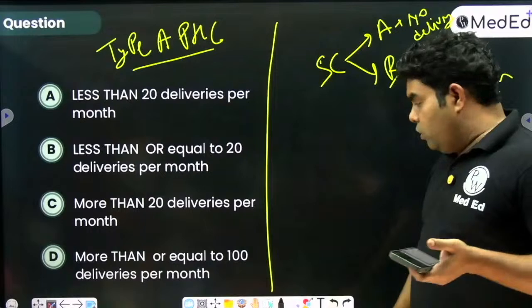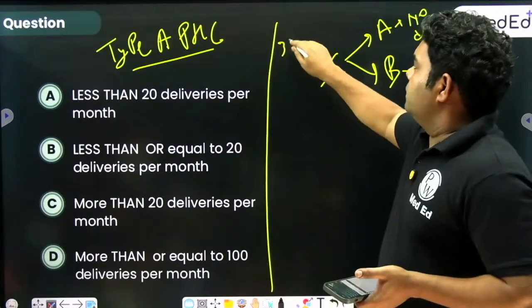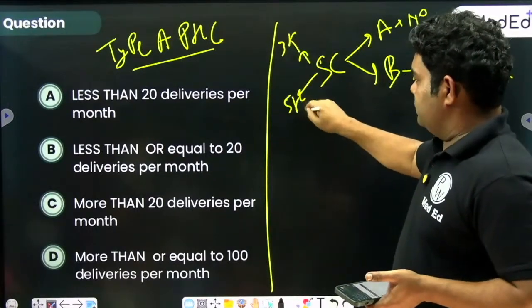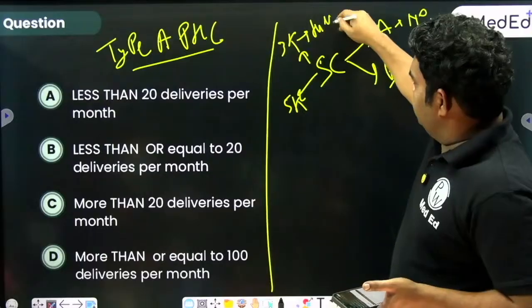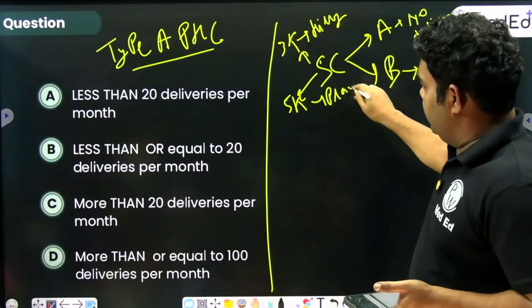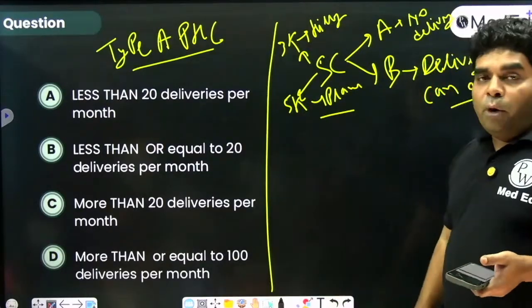And I hope you all know for the subcenter the population norm is 3000 to 5000. 3000 in hilly area, 5000 in plain area. Now let's talk about PHC.